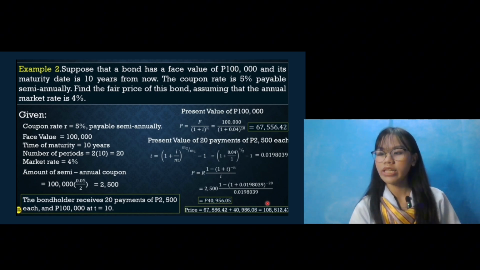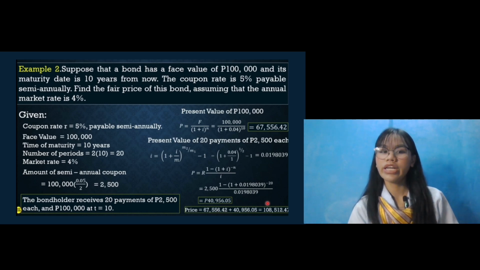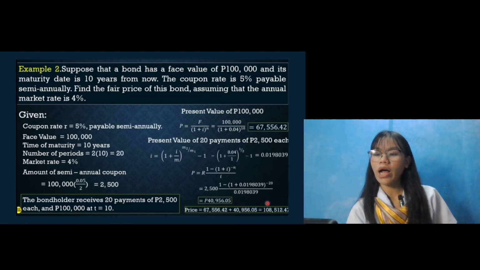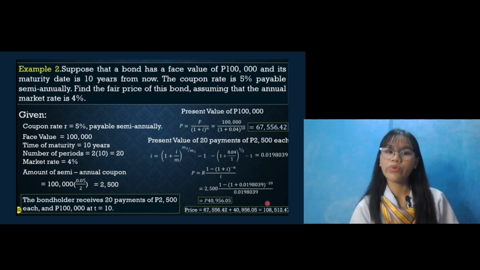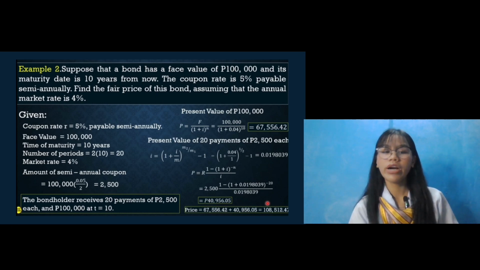So in order to get that I, we need to substitute again. So I is equals to 1, just copy 1 plus, so our I here is the same as the overall, which is our market rate, which is 0.04. And then our M, what is our M? Since it is annual, it is only 1.